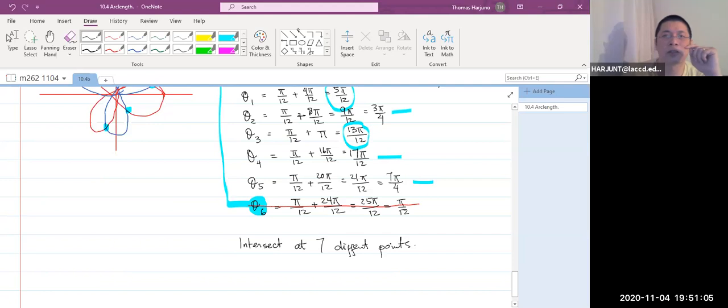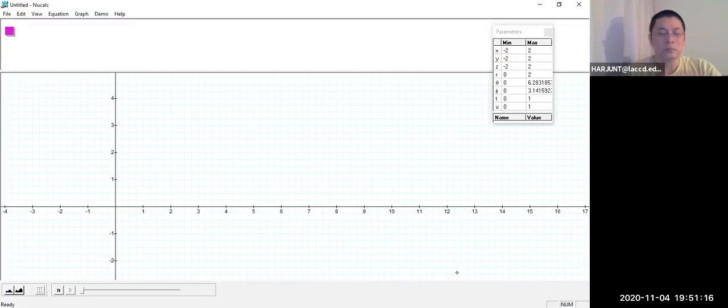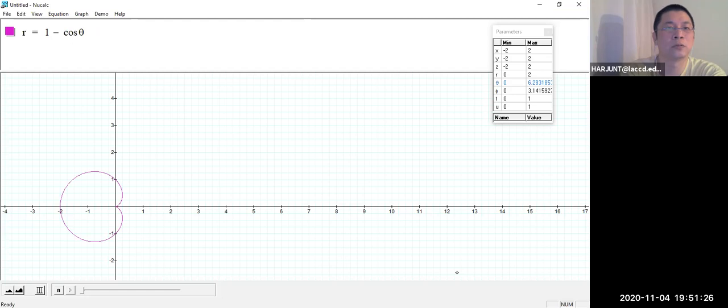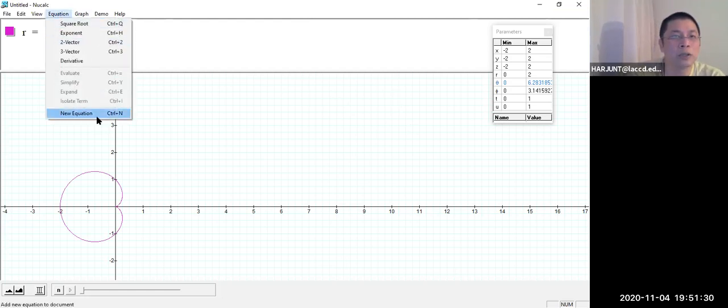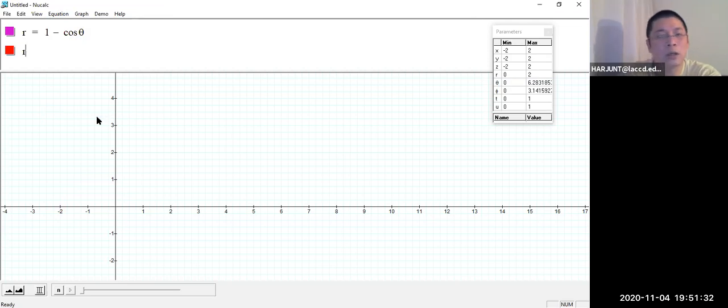Okay, let's see if we can find them all. Go to my software. r equals 1 minus cosine theta. That's what it looks like. And then the second equation, r equals 1 plus sine theta.